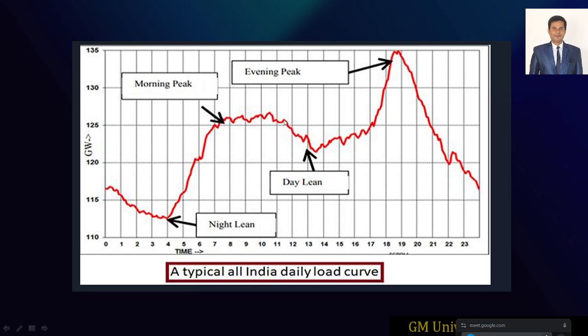So normal generation is still here, but the load is very less. You can see the load curve is around 120 to 125, 120 to 122 gigawatt like that. In the peak time you can see there is 126 gigawatt, so there is a small spike in the peak. After that, what will happen? The peak keeps on decreasing. It is getting lean, right? It keeps on decreasing.